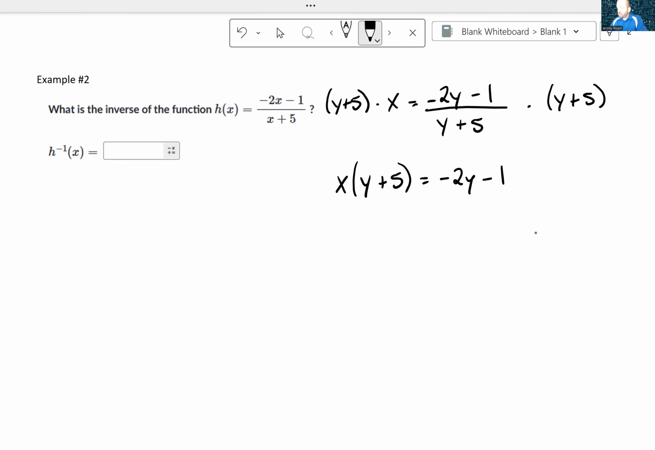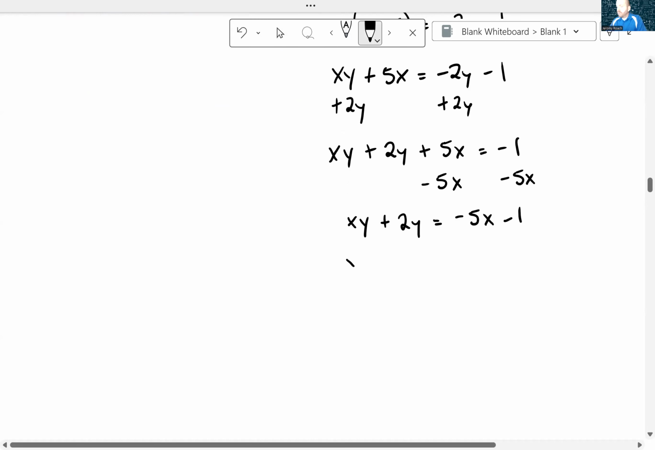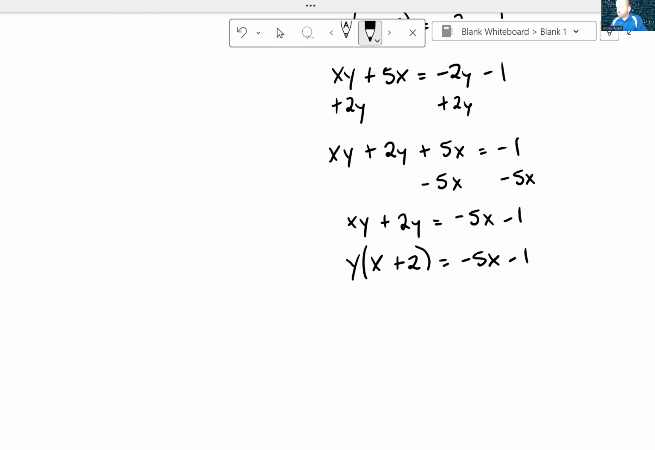Okay, we're going to multiply this. So this is xy plus 5x equals negative 2y minus 1. We're going to get the y's on the same side: xy plus 2y plus 5x equals negative 1. Subtract 5x on both sides, and now we have xy plus 2y equals negative 5x minus 1. Then we're going to factor out the y, and we're left with y times x plus 2 equals negative 5x minus 1. Then we're just going to divide by x plus 2 on both sides.